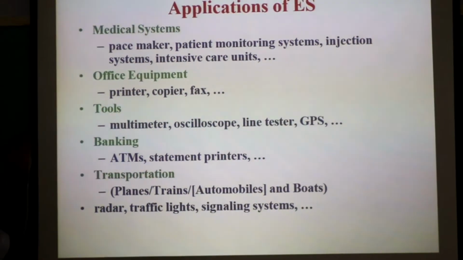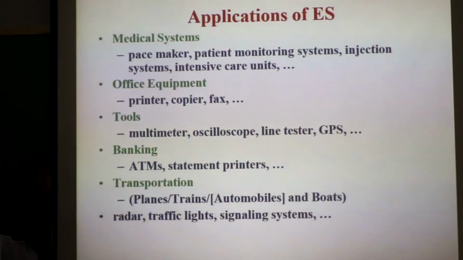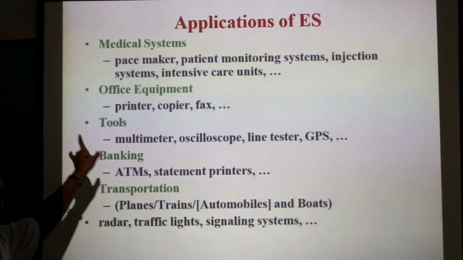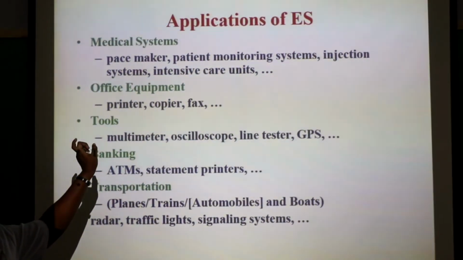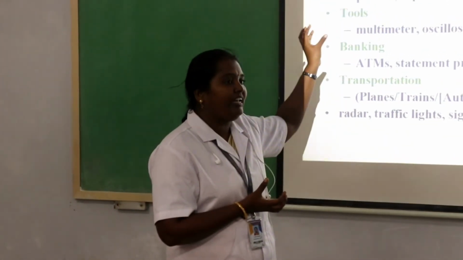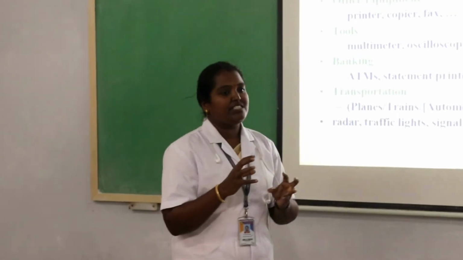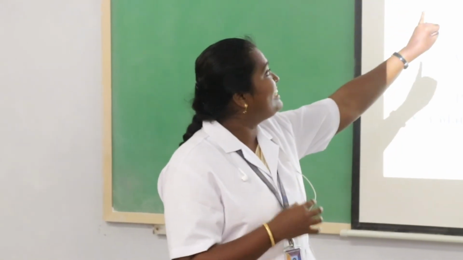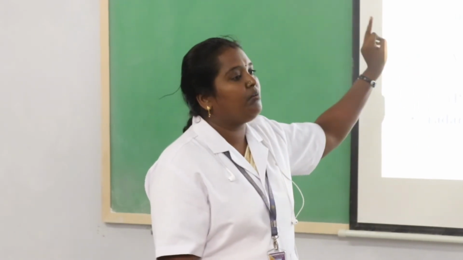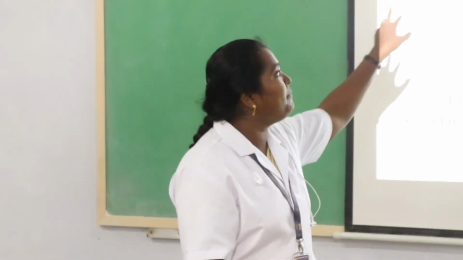The first one is the medical industry. The embedded medical equipment includes pacemakers. What is the use of pacemakers? They are mainly used in cardiac patients. When the heart impulses are improper, they are regulated by using the pacemaker. Next are the patient monitoring system, injection system and intensive care system. These systems are normally available in medical settings and are based upon embedded systems.